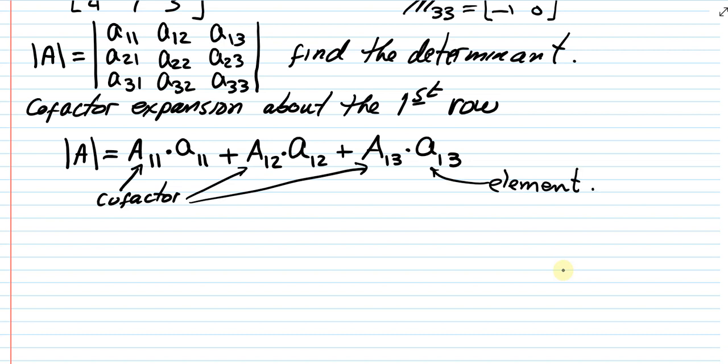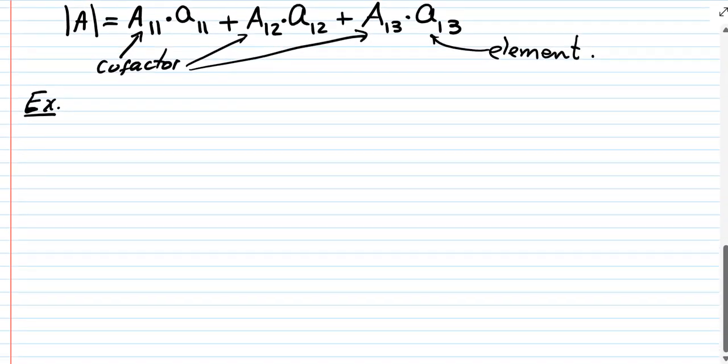Okay, and that's how it's done. There's your formula. That's for the first row. I could do it about the third column, and so on and so forth. I don't want to overwhelm you with all of these formulas now, so let me just give you an example. It's easier done with an example. In the example, though, we do it using expansion by different rows or columns. So in my example, let's do this.